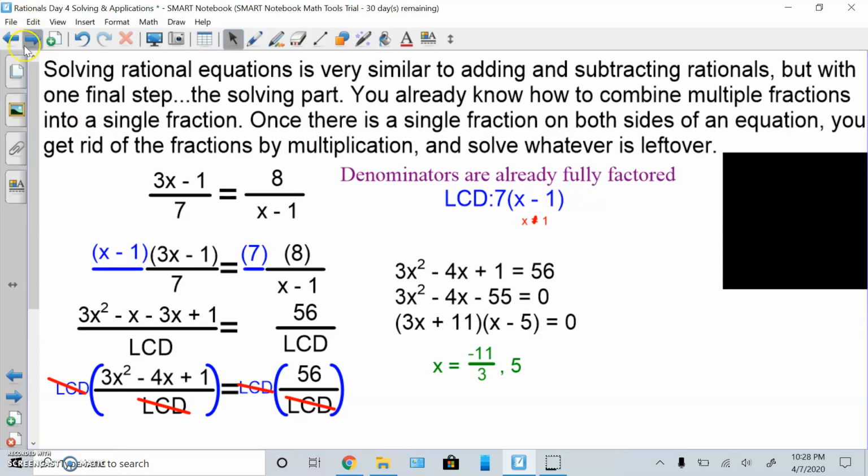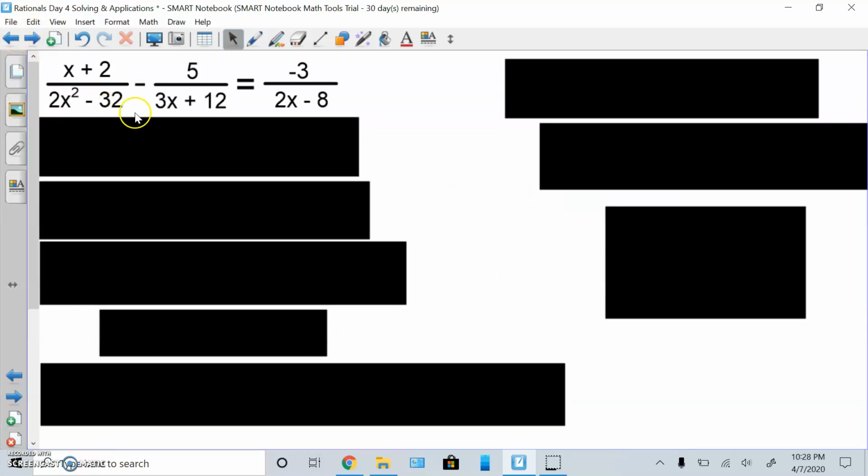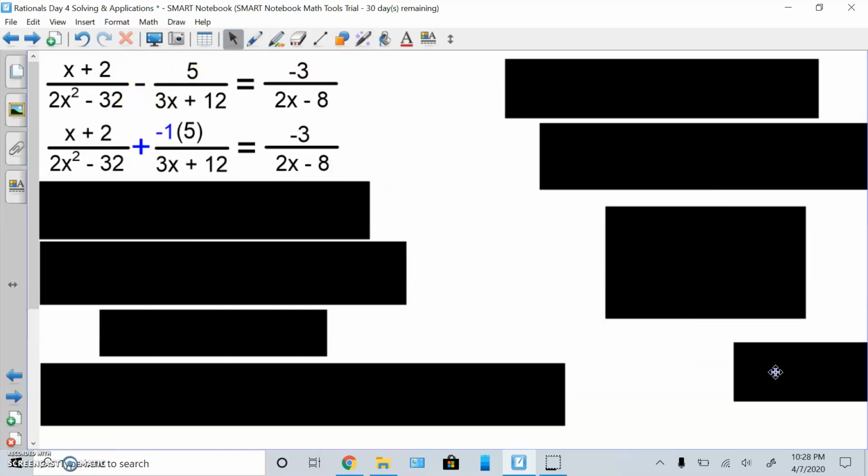All right, let's try a harder problem. Here's the problem. This fraction minus this fraction equals that fraction. So again, it's very similar to adding and subtracting. The first thing is you want to fix subtraction by making a plus sign and distributing negative 1. That's the first thing I did right there.